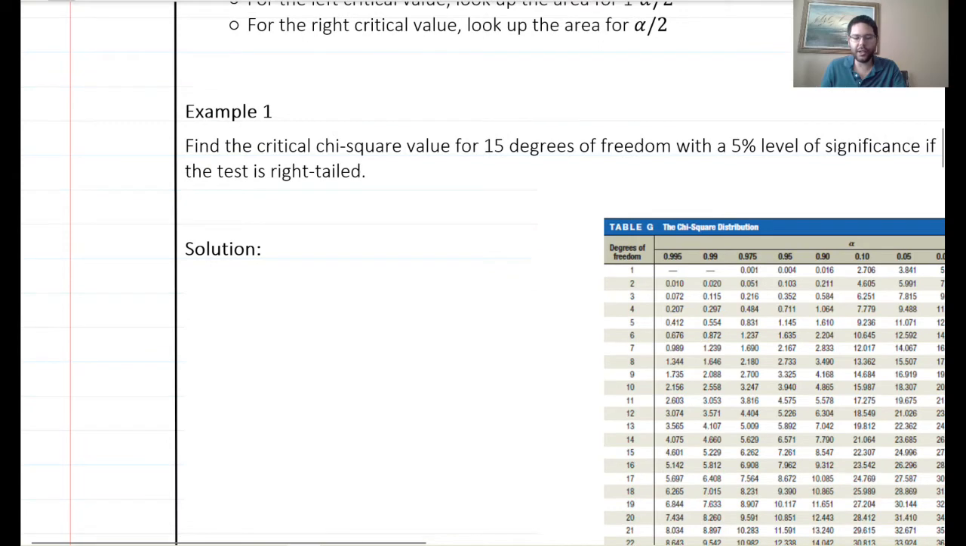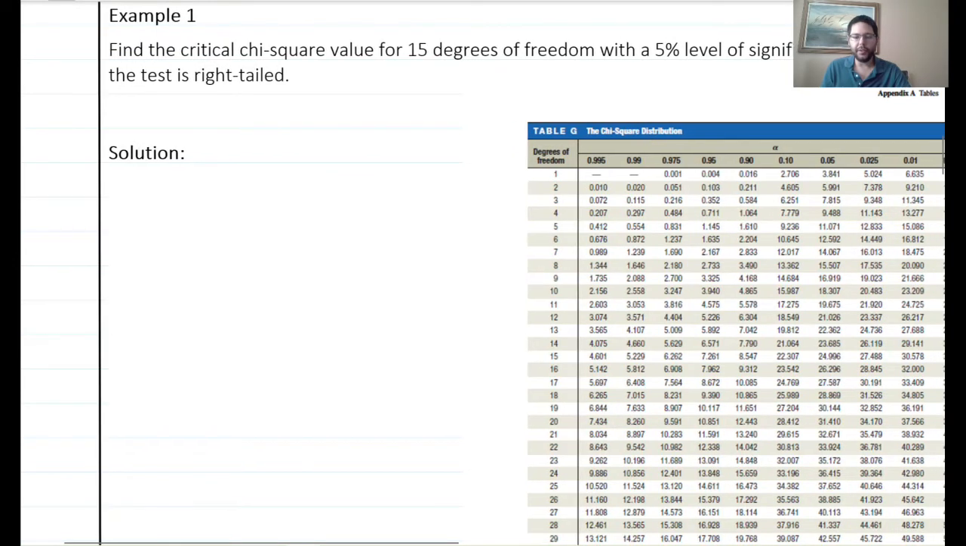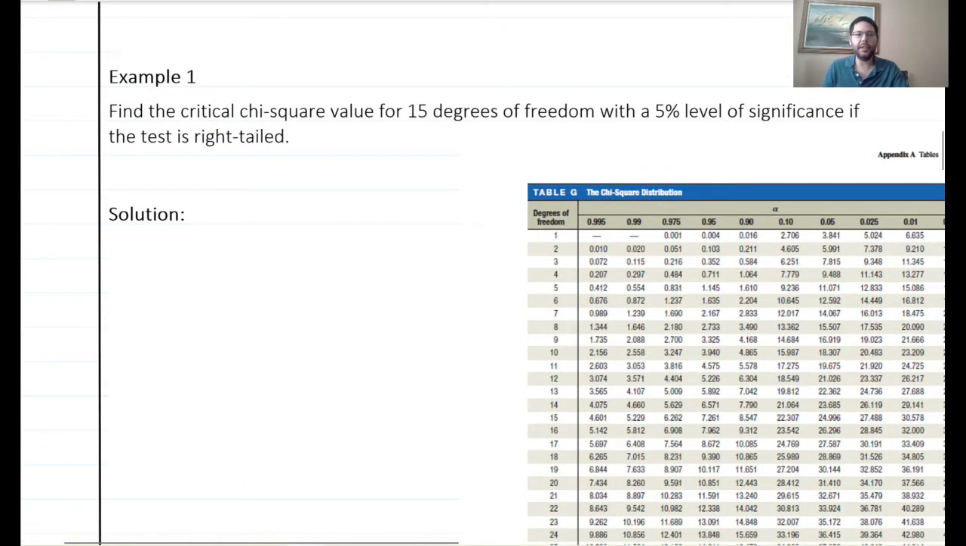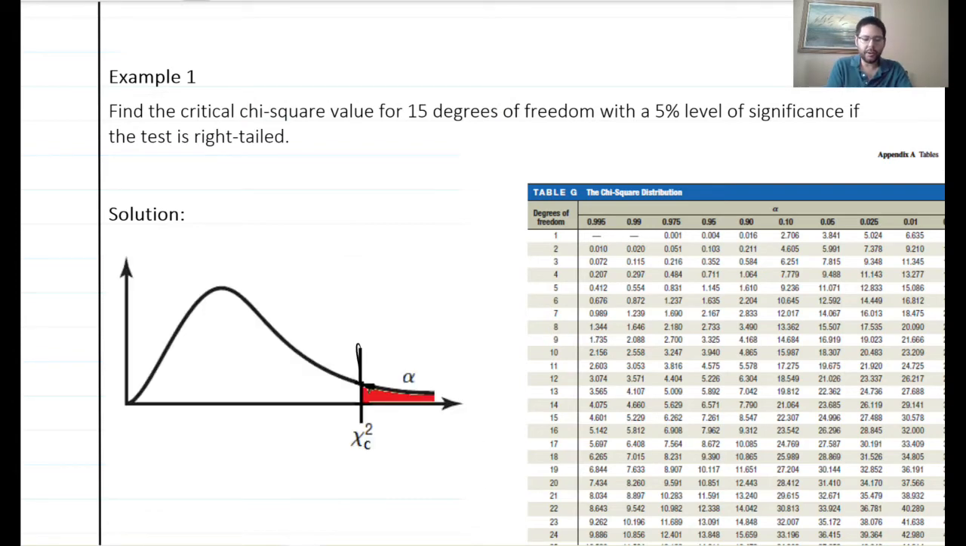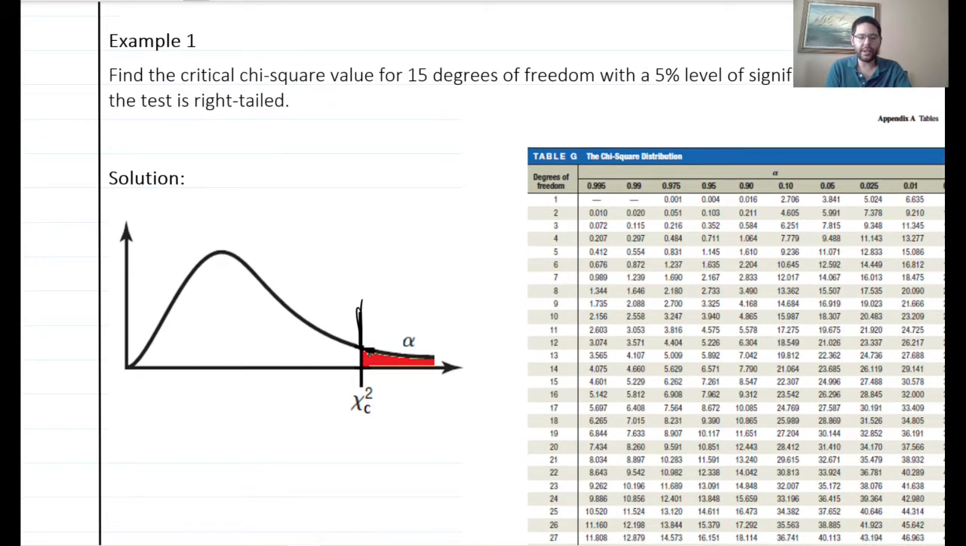All right, so let's look at the first example. Find the critical chi-squared value for 15 degrees of freedom with a 5% level of significance if the test is right-tailed. First off, we're going to draw a generic right-skewed chi-square distribution. So it looks like that. And then we have our chi-squared critical value, which we don't know what it is yet. It's a right-tailed test, so we shade to the right-hand side, and that is worth alpha. So we're going to look up alpha because it's a right-tailed test. Our area that we look up is alpha. If it's left-tailed, 1 minus alpha.